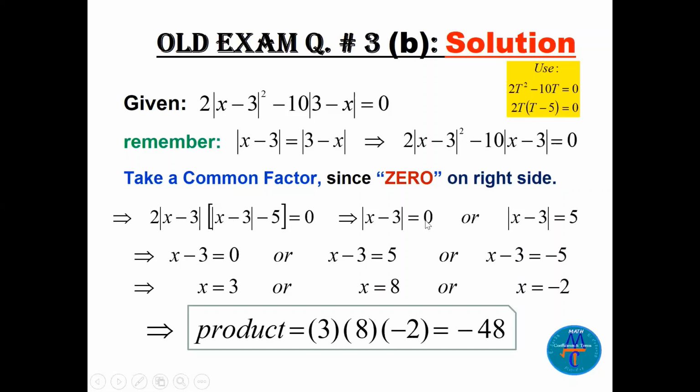Absolute value is equal to 0. That means only x minus 3 is equal to 0. X will be one value. This one we have positive 5 here. So we say plus 5 or minus 5. So we have two solutions, 8 and minus 2. Now all the solutions are 3 here: 3, 8, and minus 2. So the product will be minus 48.